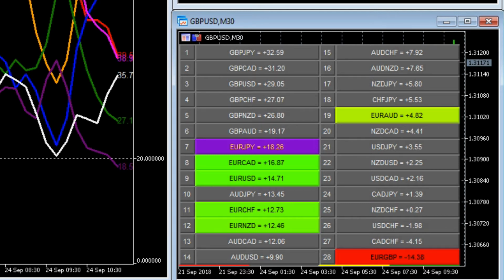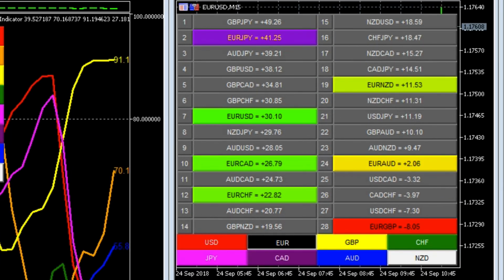In other words, the buying that we're seeing elsewhere for the euro is not strong enough to counterbalance the strength of buying in the British pound, which is why the euro pound is down the bottom. What's also interesting is that on the 15-minute currency matrix, we're now starting to see the euro pound lift as it moves away from that bottom position, the 28 ranking position on that particular time frame.